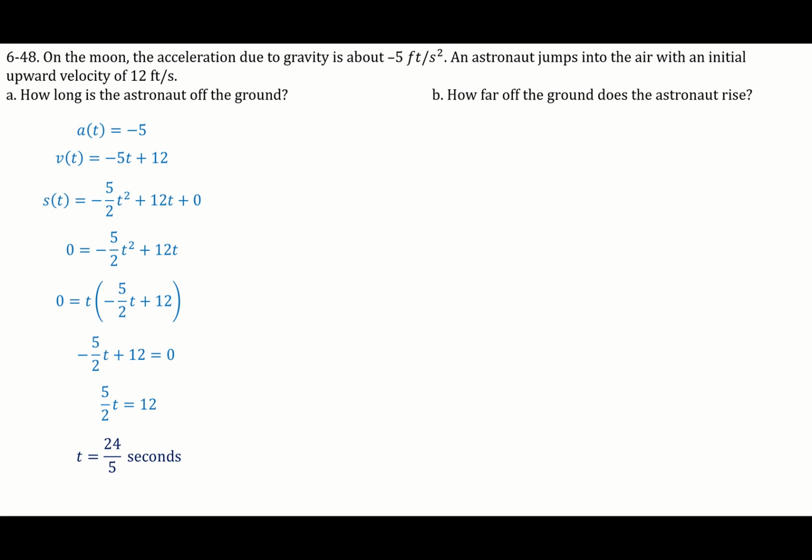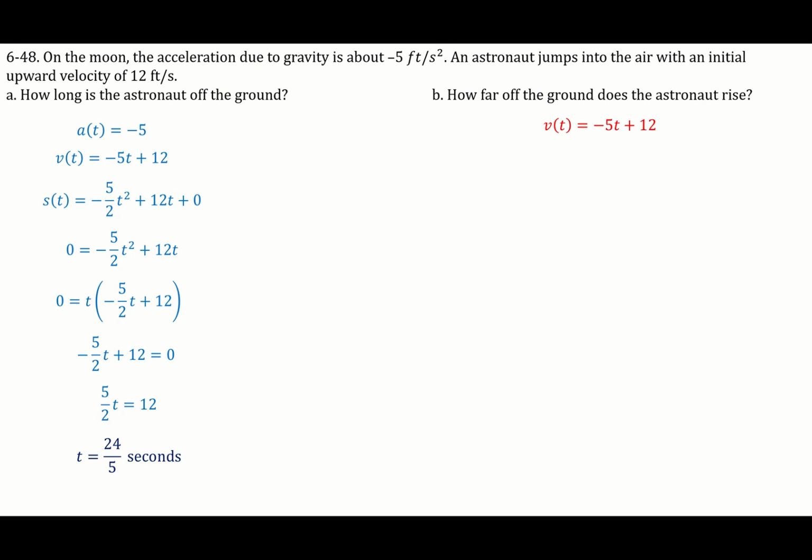For part B, how far off the ground does the astronaut rise? If I want to figure out when he's at his maximum height, I want to figure out when the velocity changes from positive to negative. So I'm going to start with the velocity equation, because when the velocity changes from positive to negative, that's when the astronaut is at its maximum height.